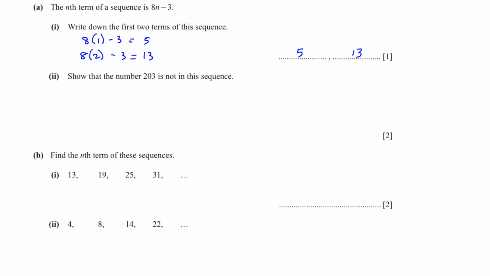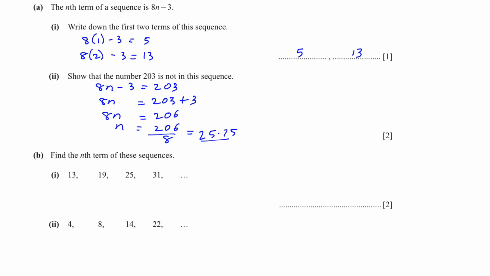Part B, show that the number 203 is not in the sequence. 8n minus 3, we will equate it to 203 and find n. N always has to be a whole number. It cannot be a decimal or a fraction. So 206 divided by 8 is 25.75. Like I said, n cannot be a decimal. Therefore, 203 is not in this sequence.